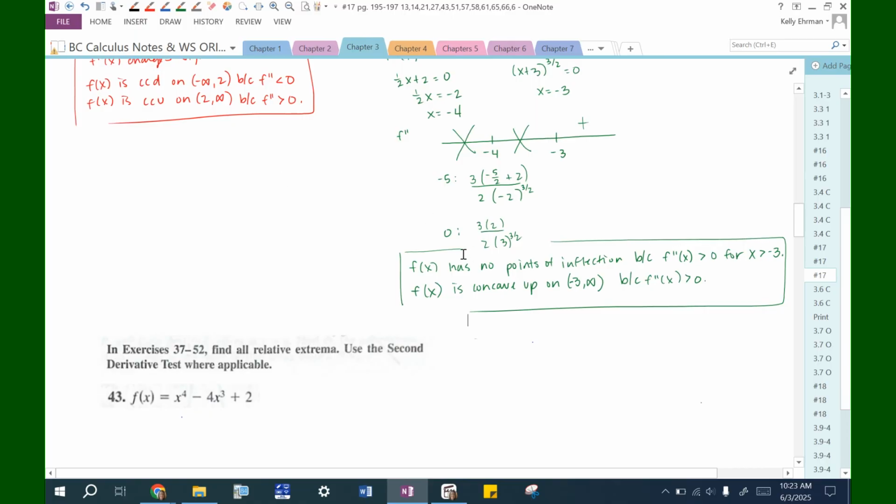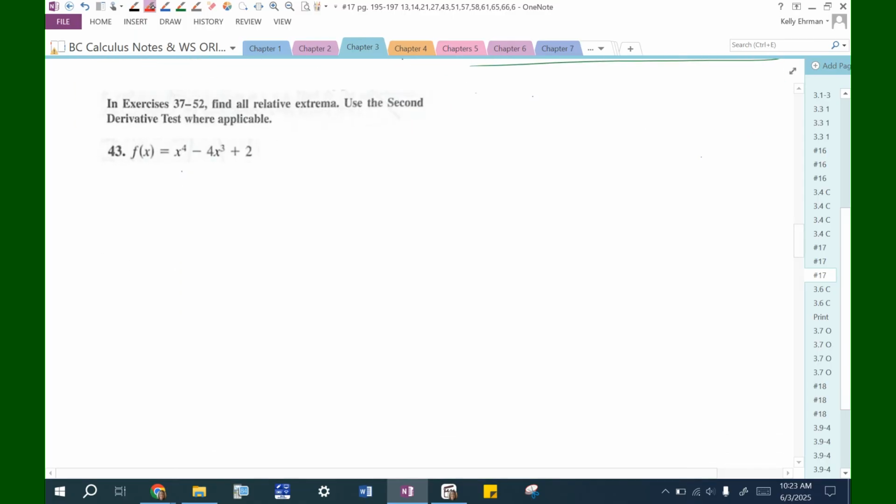All right. Number 43. Find all relative extrema. Relative extrema are where your graph changes from increasing to decreasing. Use the second derivative test where applicable. So remember, the second derivative test is find f prime, find critical numbers, find f double prime, plug in critical numbers. If f double prime is positive or negative, as long as it's not 0, then you can conclude about relative max, relative min.